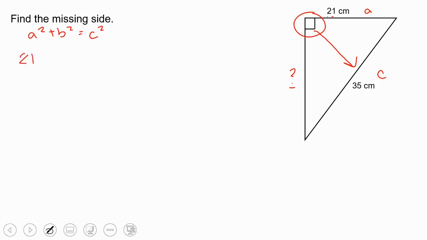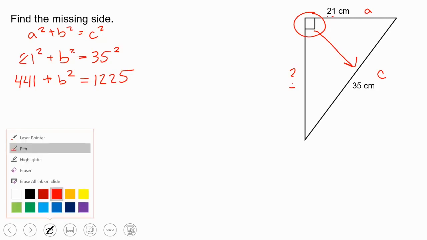21 squared for A, plus we don't know what B is yet, equals 35 squared, because that's our C. So now we're just going to do simple multiplication. 21 times 21 gives you 441. We don't know what B is yet, so go ahead and bring that down. Bring down your equal sign. And then 35 times 35 gives you 1,225.